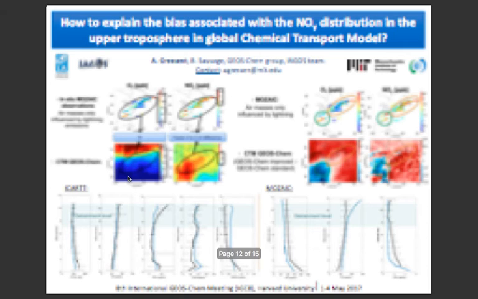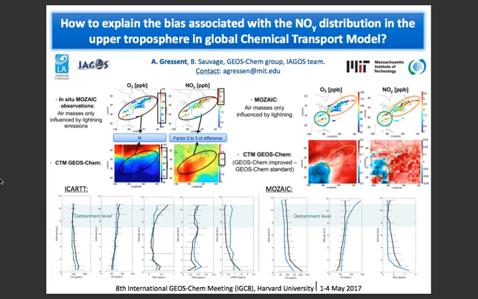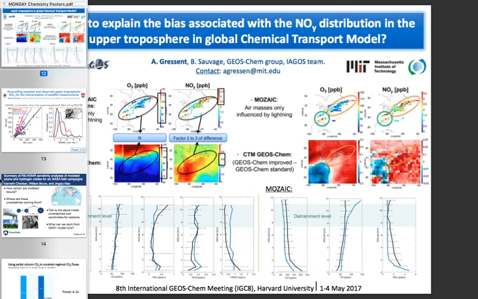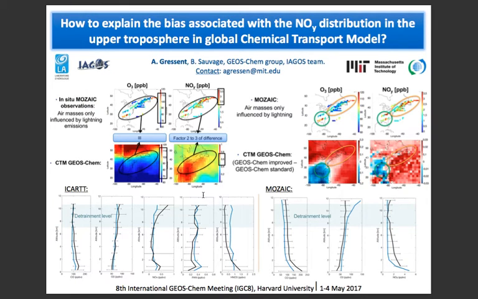Hi, I'm Alicia from MIT. I'm a postdoc there, and I'm working with Bastien Sauvage from the Laboratoire d'Aérologie in France to try to understand NOx in the upper troposphere, and especially in the case of lightning NOx emissions. We are comparing observations from the MOZAIC program and also campaigns like ICART or DC3 with GEOS-Chem, an improved version of the GEOS-Chem model with a lightning plume scheme. So please come to my poster if you want more details on that.